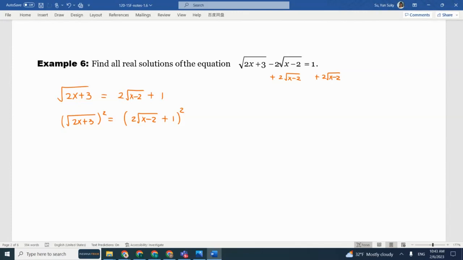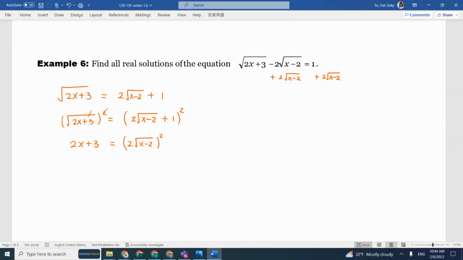Okay, what's the left hand side? The square root cancels. We get 2x plus 3. But now can you tell me what is the right hand side? 2 times the square root of x minus 2, squared. Okay, tell me again, what is (a plus b) squared? a squared plus 2ab plus b squared.